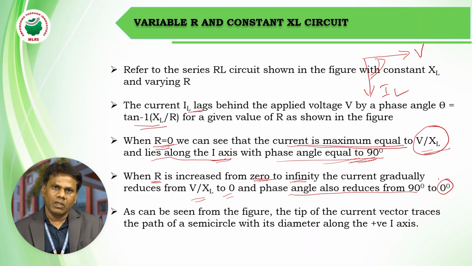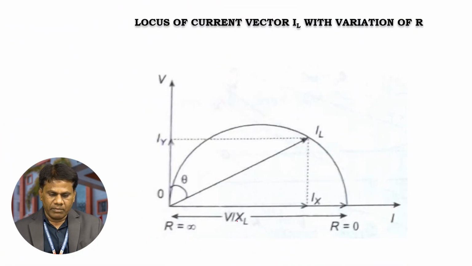So this is the case. When R is 0, the current is maximum, and the maximum value of current is given by the applied voltage divided by the inductive reactance XL. This maximum current lies along the current axis with a phase angle of 90 degrees. When R is increased from 0 to infinity, the current gradually reduces from the maximum value to 0, and the phase angle also reduces from 90 degrees to 0. As we can see from the figure, the tip of the current vector traces a semicircle. This can be seen in the diagram as shown in the figure.